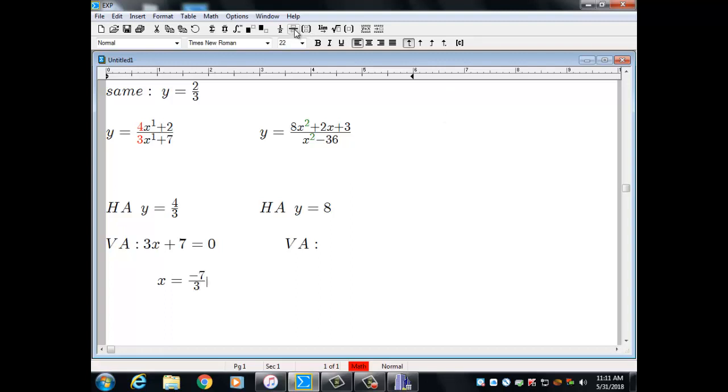In this case, you would set the bottom piece equal to 0, and then you would factor: x plus 6, x minus 6. And you would get x equals 6 and x equals negative 6. Any questions on vertical asymptote?